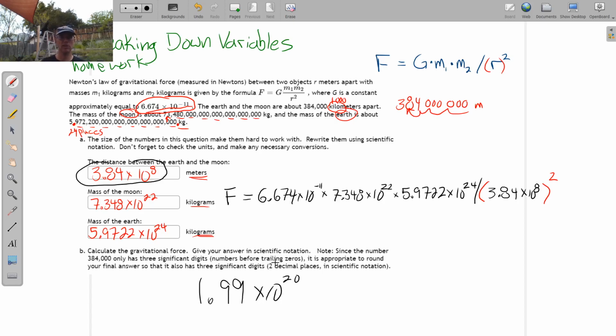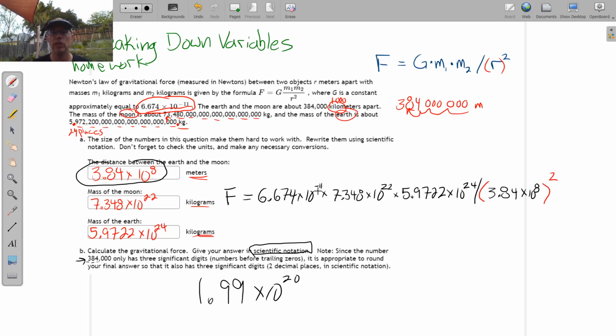All right, so a couple ways to double check this. Just reading the directions again, it's got to be in scientific notation. Got that. This number right here has only 1, 2, 3 significant digits. Zeros don't count there. So they're saying the answer should only have 3 digits. And so there's my 1, 2, 3 significant digits. The rest are a bunch of zeros.